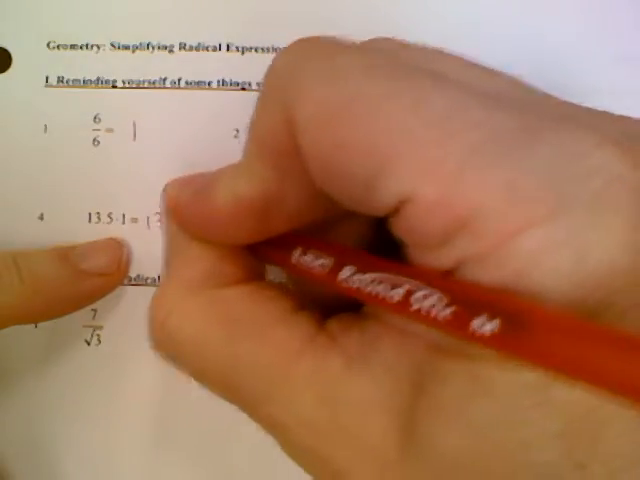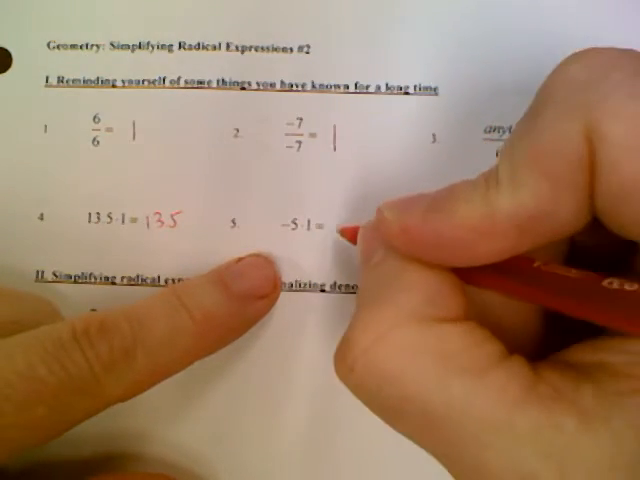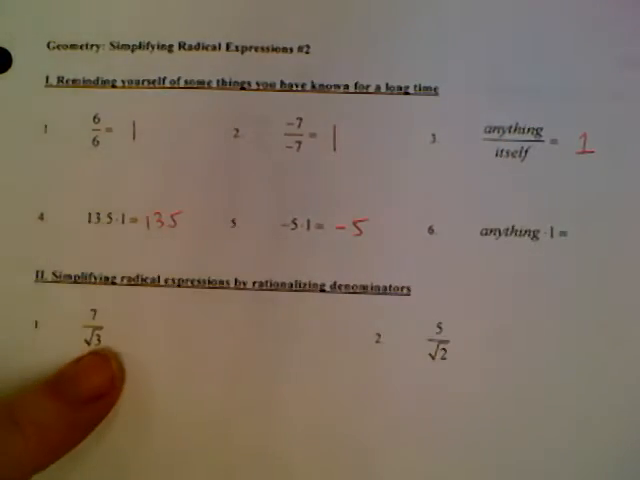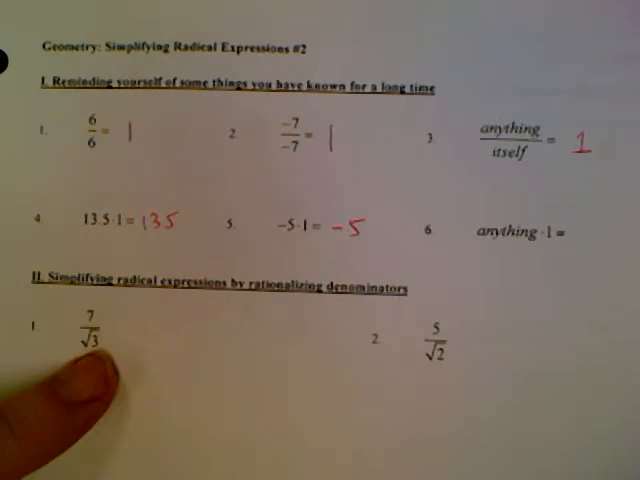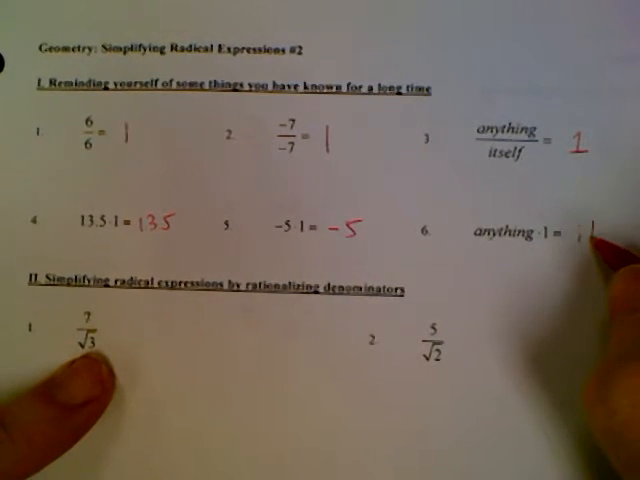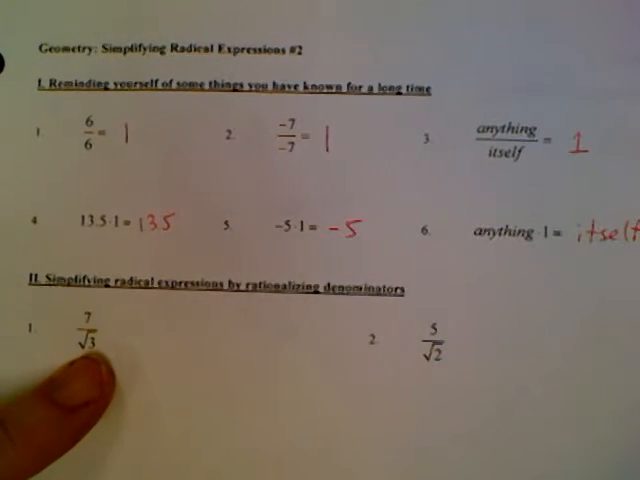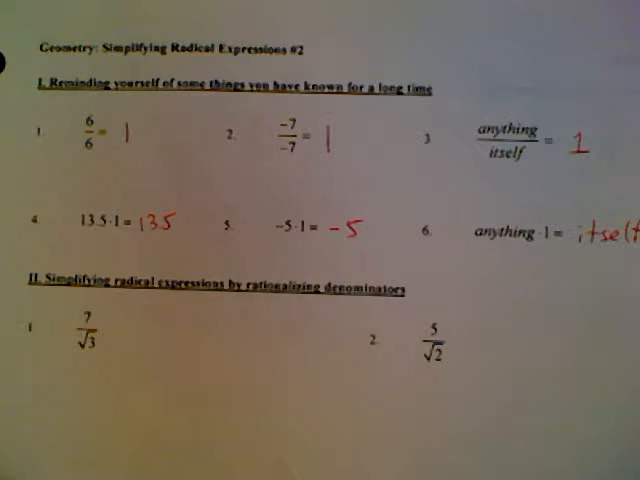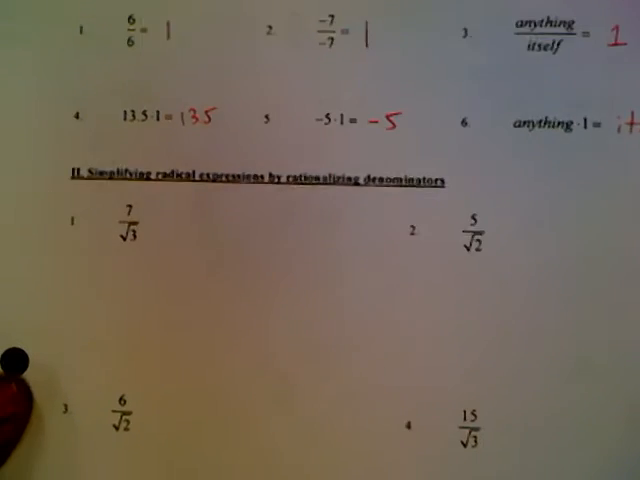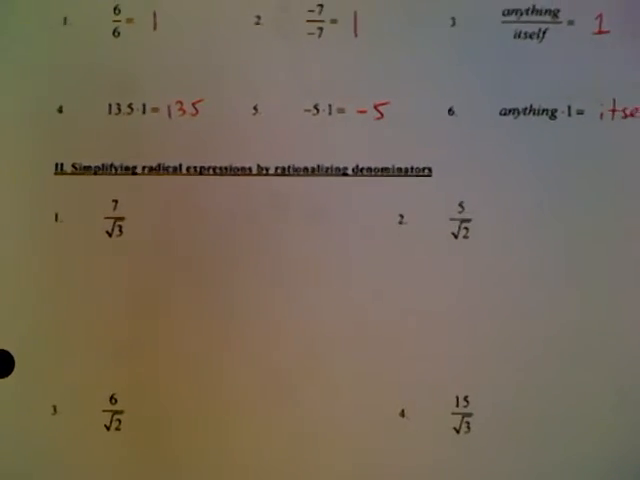Here's something else that's fairly old and obvious to you now. 13.5 times 1 is 13.5. Negative 5 times 1 is negative 5. And anything times 1 is just itself. Okay? So we're going to use both of these facts to do something new today.